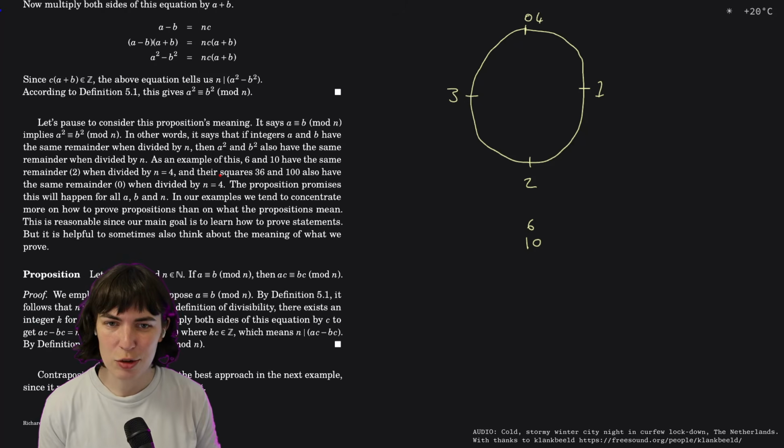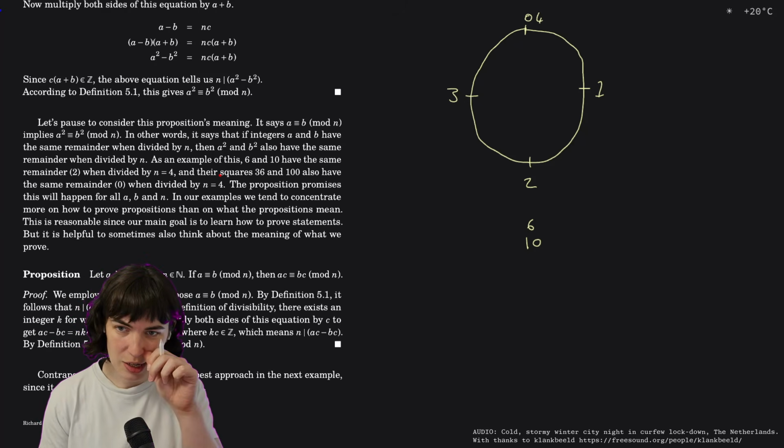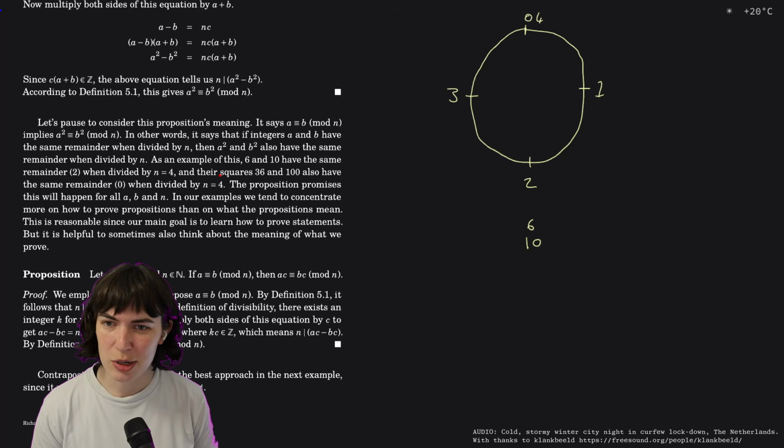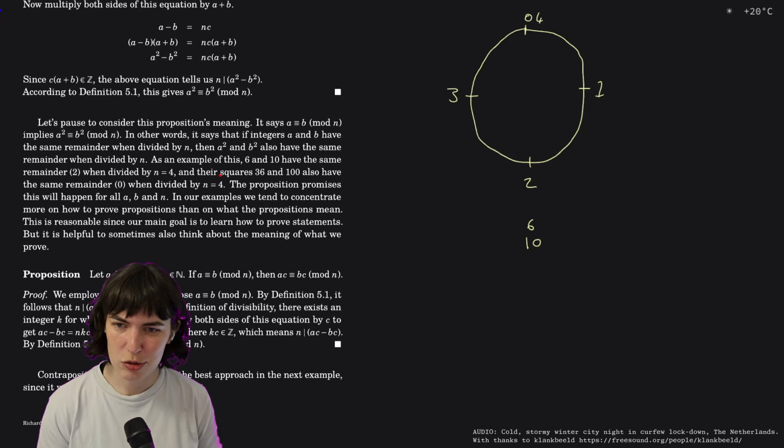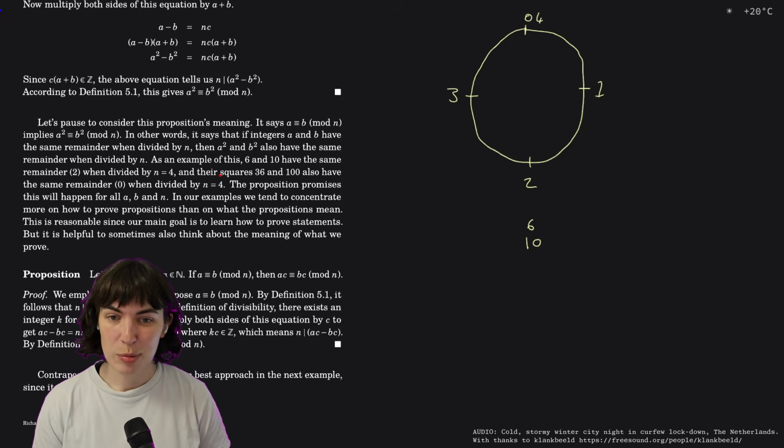Let's pause to consider this proposition's meaning. It says that A congruent to B mod n implies A squared is congruent to B squared mod n. In other words, if integers A and B have the same remainder when divided by n, then A squared and B squared also have the same remainder when divided by n. As an example, 6 and 10 have the same remainder when divided by 4, and their squares 36 and 100 also have the same remainder when divided by 4. It's kind of cool. The proposition promises that this will happen for all A, B, and n.